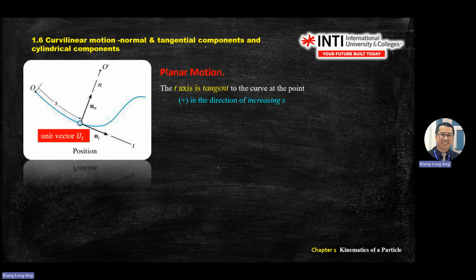And this is a unit vector. Again, what you see, UT and UN, they are I, J, and K equivalent. I, J, and K are only for X, Y, Z axes. But when it comes to curvilinear motion, then you use UN and UT for curve motion.